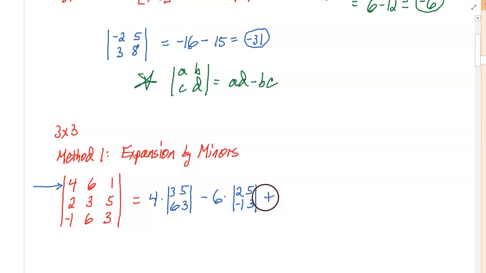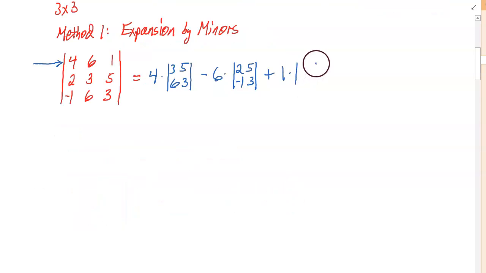Next, we're going to use a plus sign. Any guesses what number will go here? It's going to be the 1 times a 2 by 2 determinant. And the 4 numbers in that determinant are the numbers that are not in the same row or same column as the 1. The 2, 3, -1, and 6.